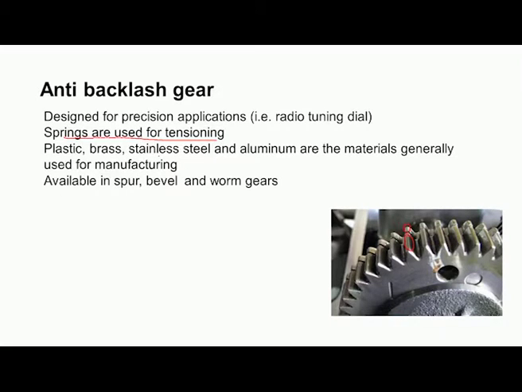Plastic, brass, stainless steel and aluminum are the most normally used materials for manufacturing anti-backlash gear. They are available in spur, bevel and worm gears. So, these anti-backlash gears have very minimal backlash. Wherever very precise transmission is needed, for example, CNC machine tools etc., these anti-backlash gears are used.